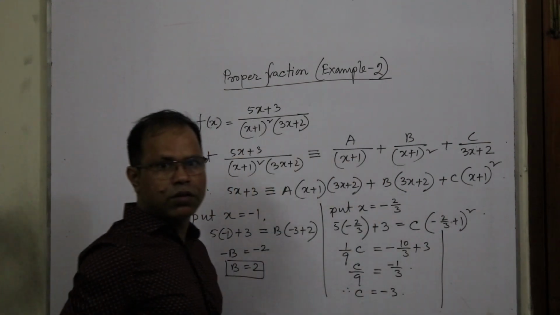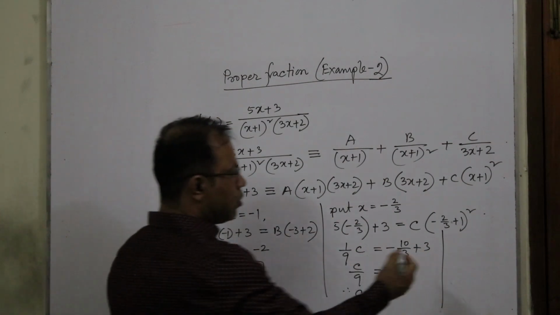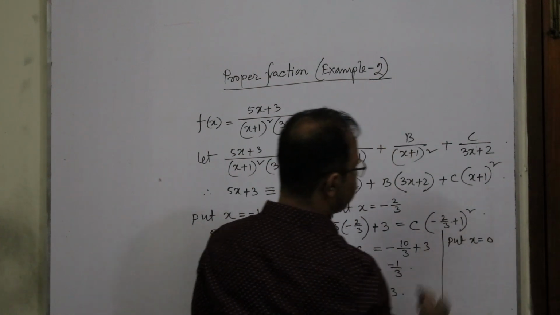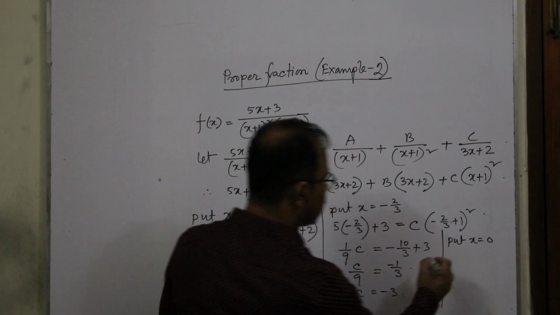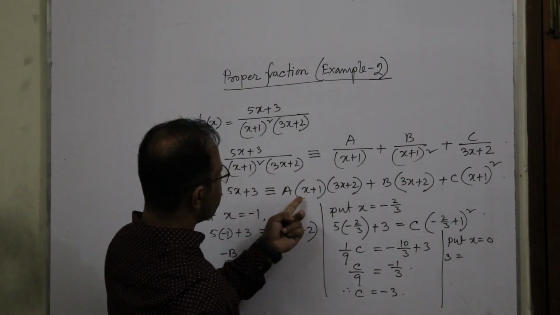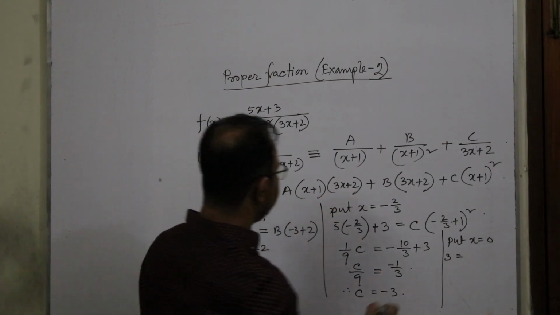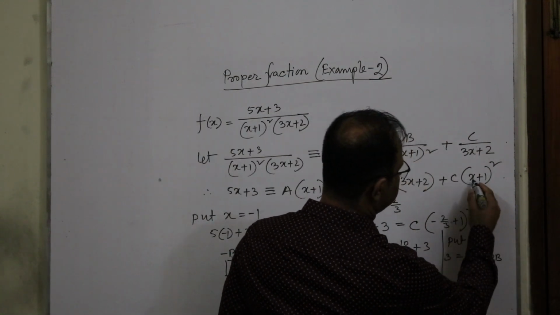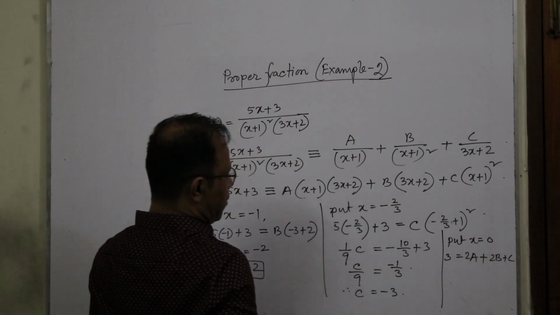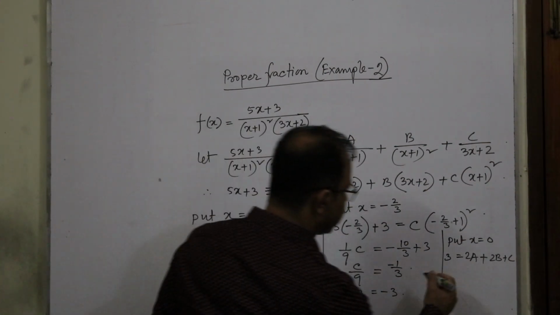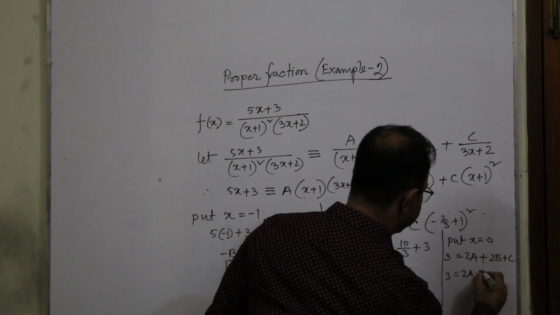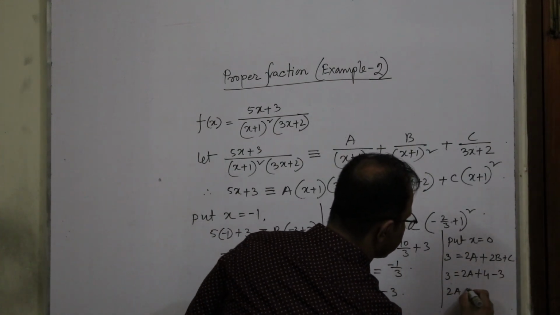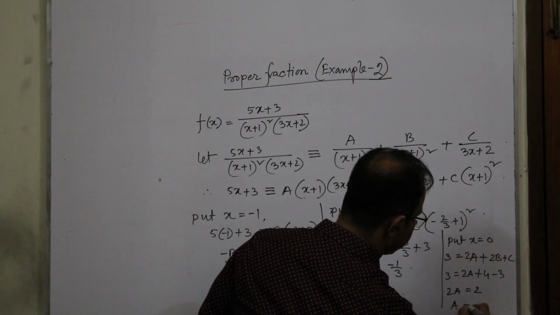Now put x equals 0. Then the expression becomes 3 equals 1 times 2, so 2a plus 2b plus c. If I put b and c over here, 3 equals 2a plus 4 minus 3. So 2a equals 2, a equals 1.